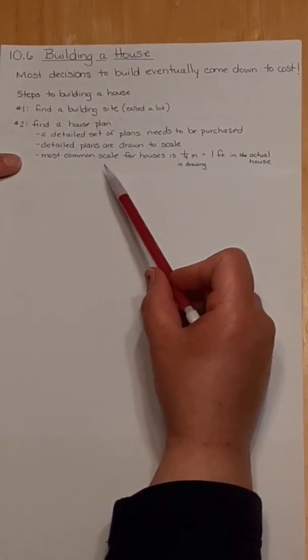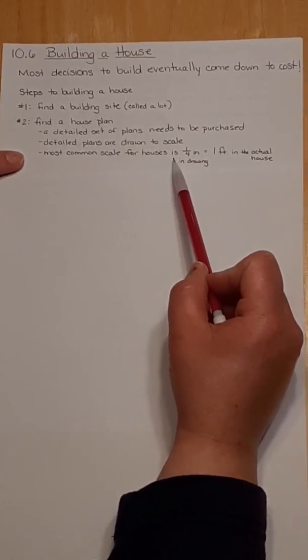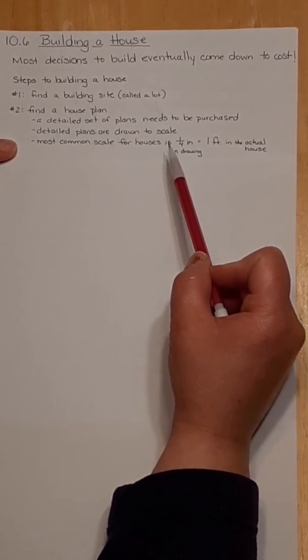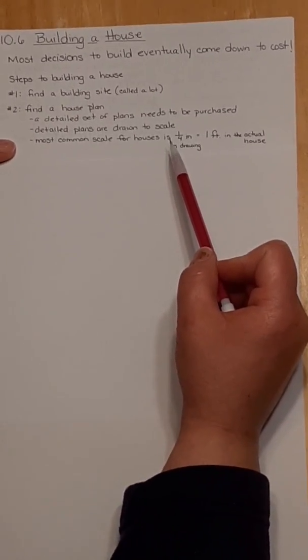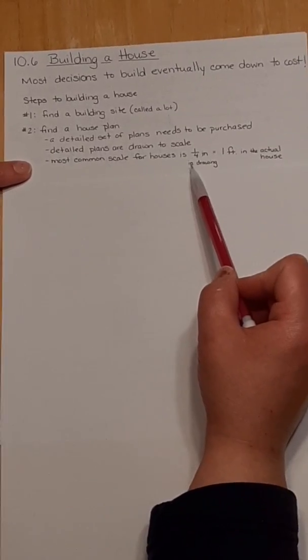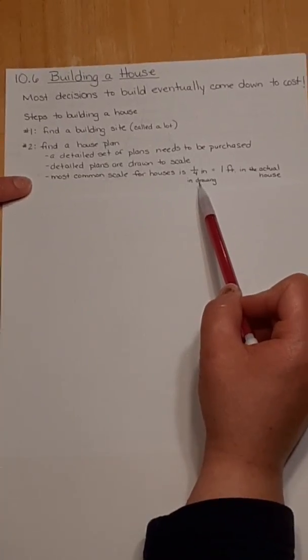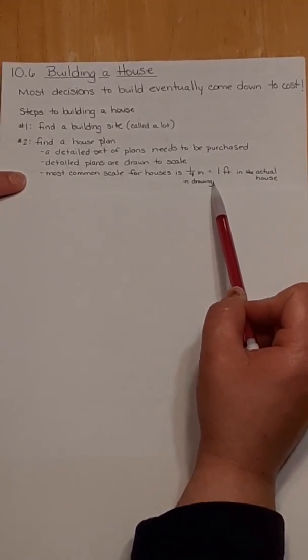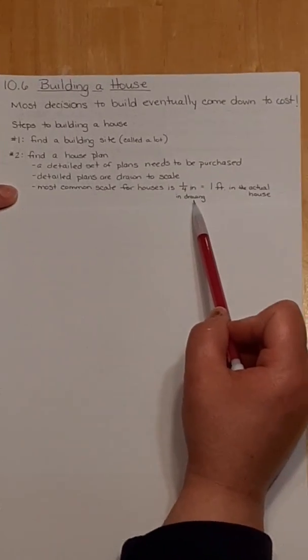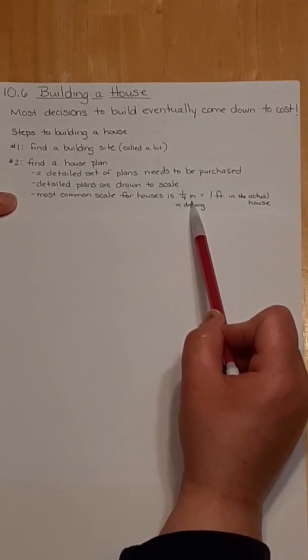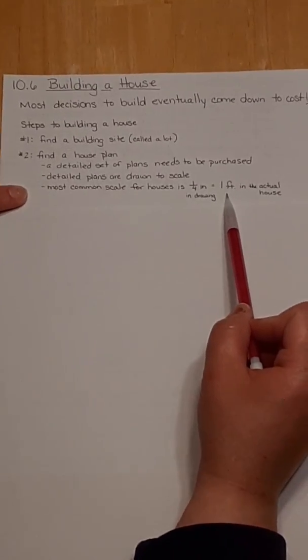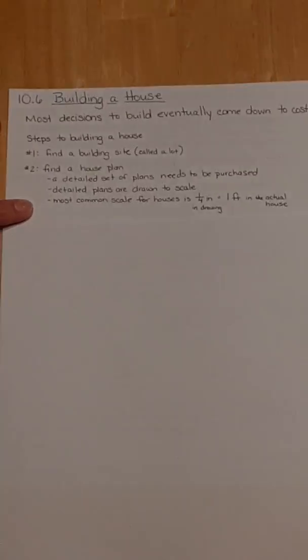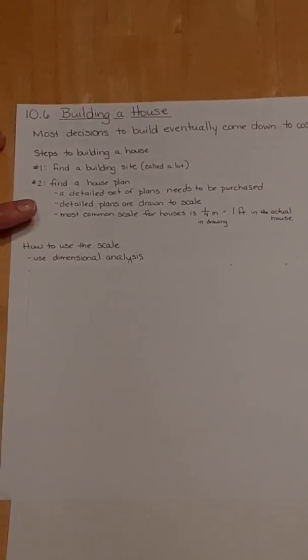Your detailed plans will be drawn to a scale. An actual house, you can't draw it full scale because it won't fit on a piece of paper. So we have to use a ratio that is constant through all our measurements for the whole entire house so that it will be uniform. The most common scale that is used for blueprints is 1/4 of an inch equals 1 foot in the real house. So we're going to keep moving on here, and we're going to do some examples here.